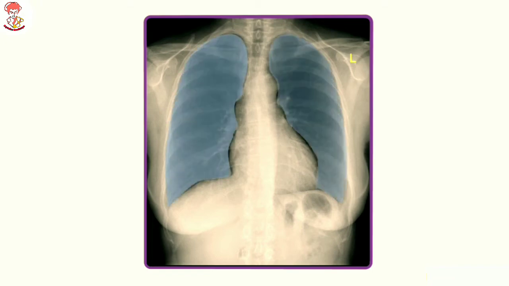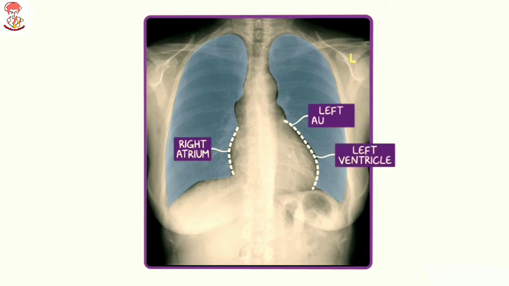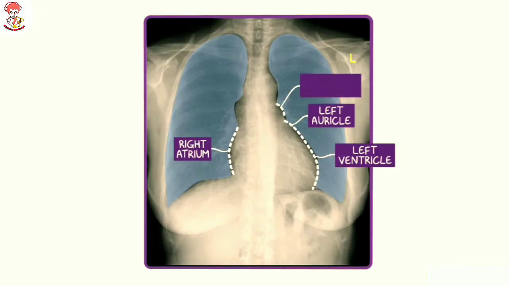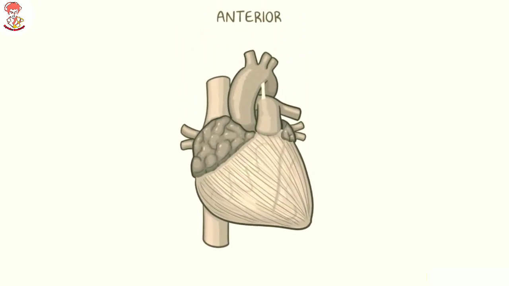The heart is between the lungs, and the right border made up by the right atrium, as well as the left border made up by the left ventricle and part of the left auricle, can be seen clearly. Above the left auricle we can identify the pulmonary artery and the aortic arch. The superior and inferior borders of the heart are not as easy to see as the right and left borders. Now let's identify the structures in the anterior and posterior views.